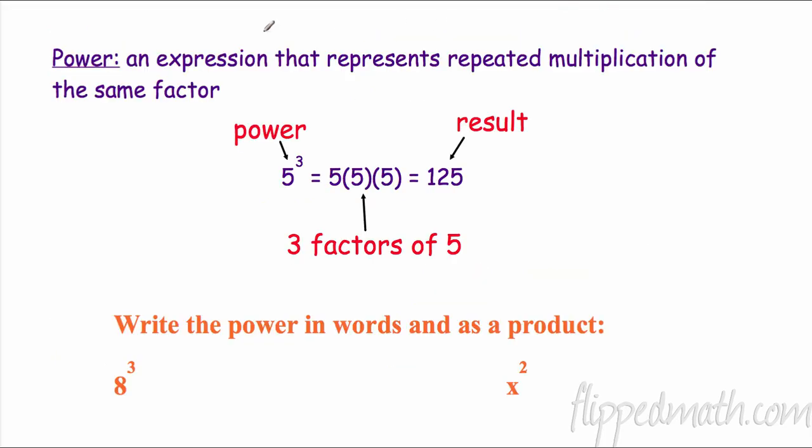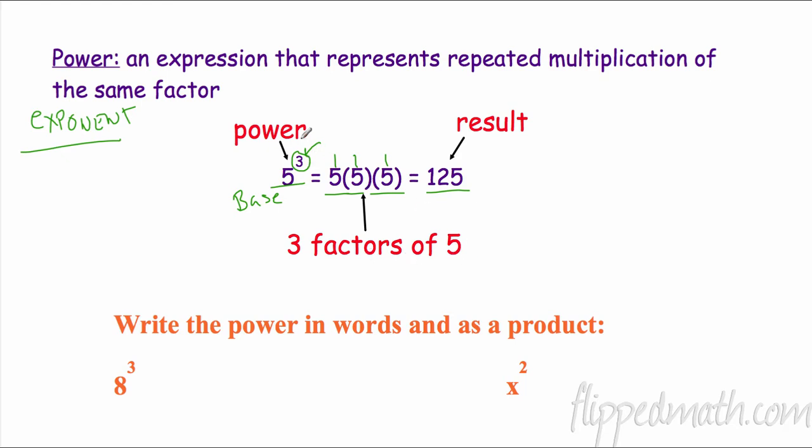All right, so now we have powers, and a power is an expression that represents repeated multiplication of the same factor. These are also known as exponents, all right? Exponents or powers. And so we have here 5 to the third power. This is the power. This is what we call the base, all right? The base is the number we repeatedly multiply. I'm not multiplying 5 times 3. I'm multiplying 5 this many times. 1, 2, 3 times. So 5 times 5 is 25. Multiply that by 5 and I get 125. So I have 3 factors of 5.